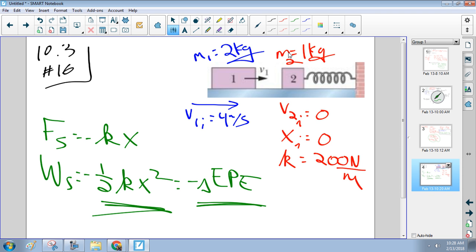Let's see. Traveling at speed 4 meters a second collides with block 2, and the two blocks stick together. So that's the definition of a completely inelastic collision.